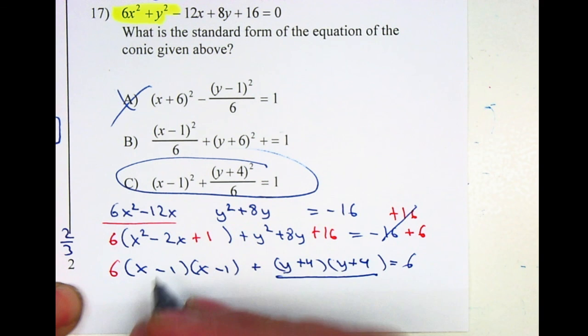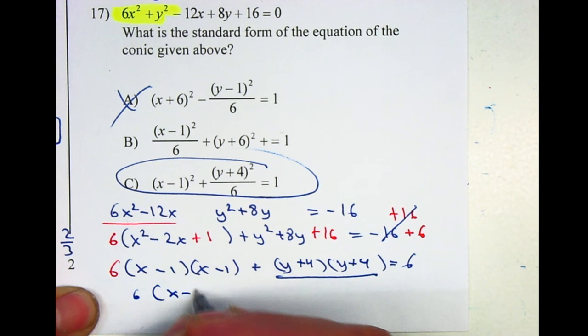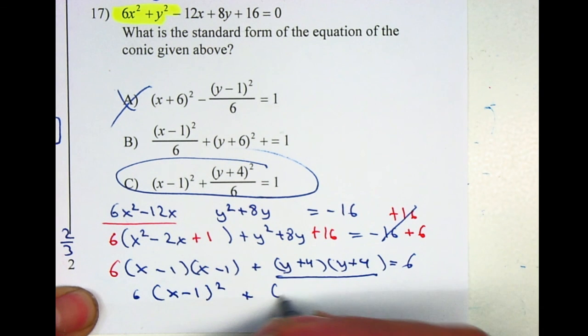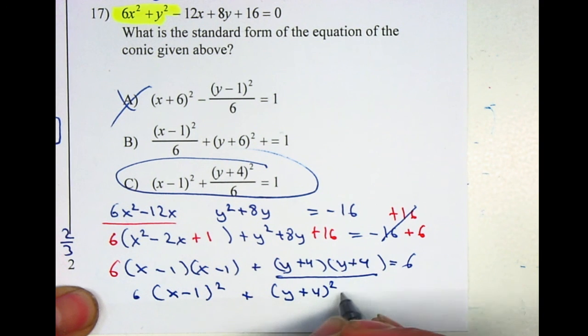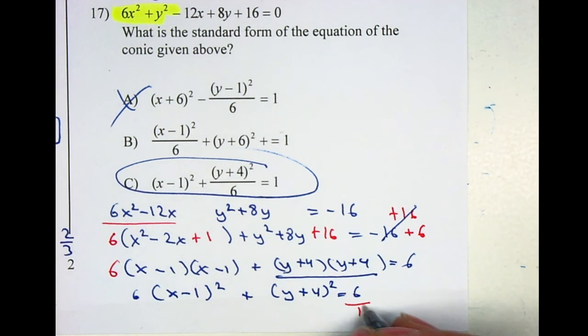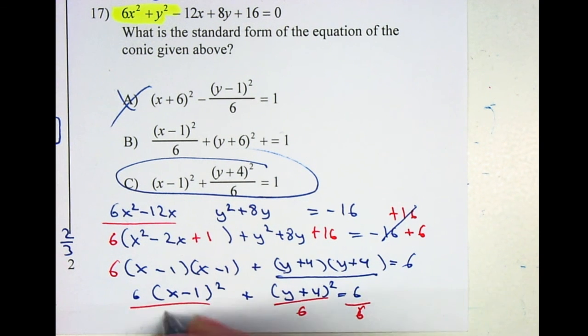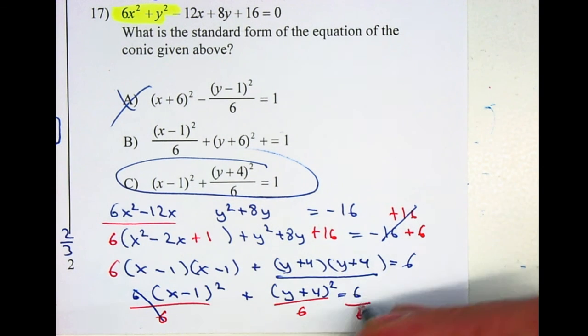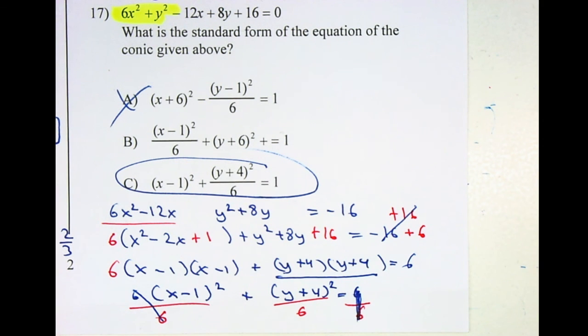But if you want to finish it, we have 6 times x minus 1 squared, plus 6 times y plus 4 squared, equal to 6. And we know that ellipses are equal to 1, so when we divide by 6, that cancels, and that will be 1. And that will be your equation.